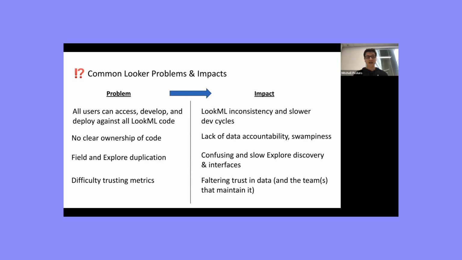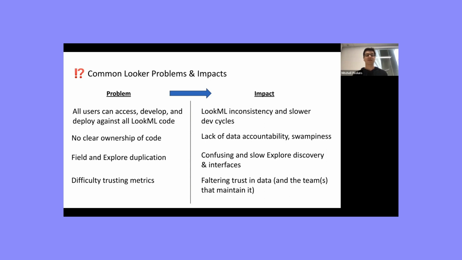So the first problem, and a lot of companies do this, Assurance certainly did this to start: it was just kind of a free-for-all. All users, all developers can access, develop, and deploy against all LookML code. At its peak, our single monolithic repo had 70,000 lines and a model file of 7,000 lines. A lot of LookML inconsistency in there. There are over 500 view files.